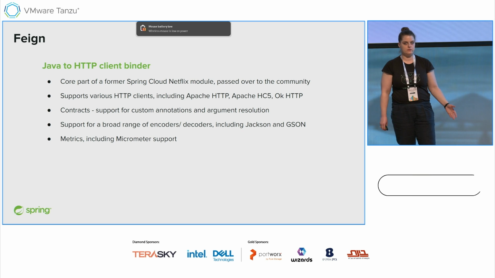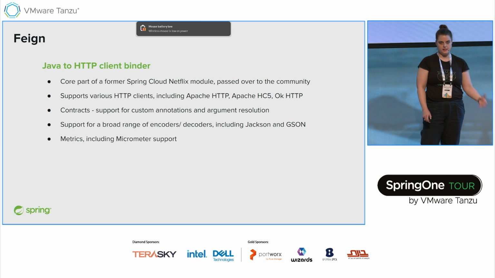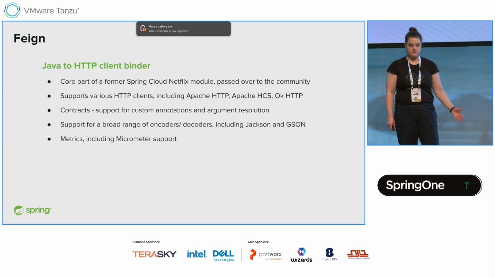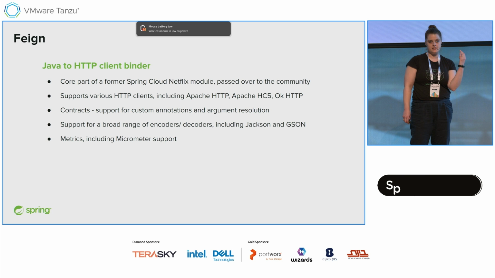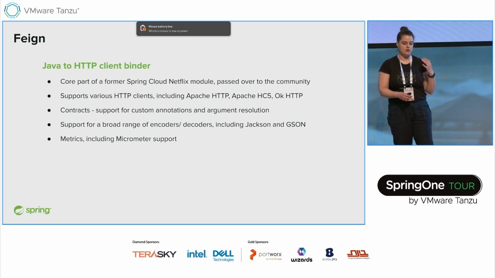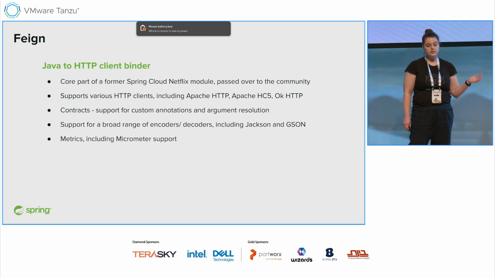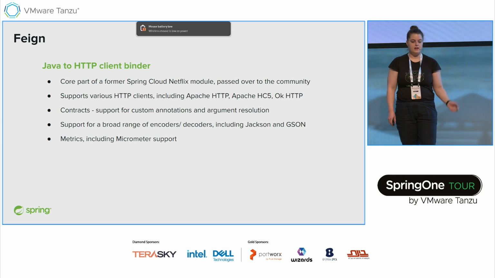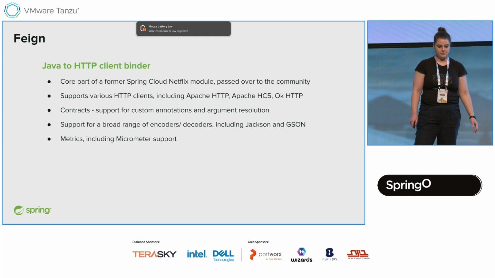Feign was primarily part of the Spring Cloud Netflix module, but later was extracted and passed over to the community. It is now maintained as a third-party project. It supports various HTTP clients, including Apache HTTP, Apache HC5, OkHttp. And what's very important, it has a concept of contracts that allows the library creators and other developers to add support for their own annotation. And it also has a very broad range of encoders and decoders, including for Jackson and JSON. It has metrics, and for quite some time now, it has supported Micrometer.